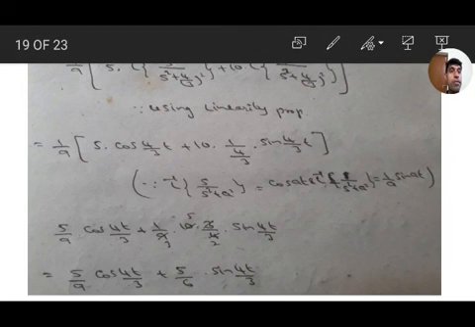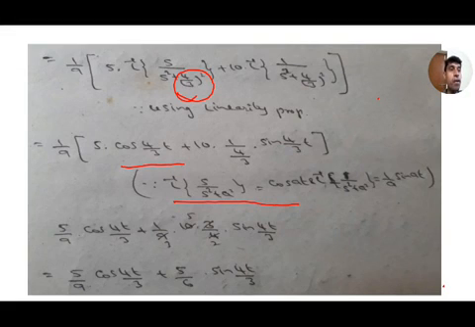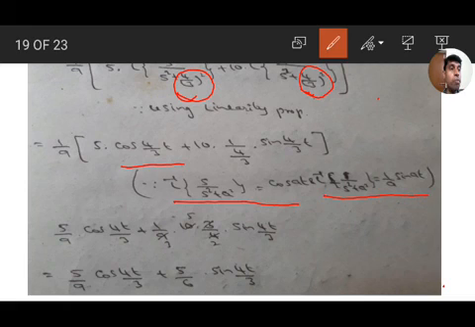that is L inverse of s by s square plus a square, the formula is cos at, a equal to 4 by 3, therefore cos 4 by 3 t. Next, L inverse of 1 by s square plus a square, the formula is 1 by a sin at, a equal to 4 by 3, therefore 1 by (4 by 3) into sin of 4 by 3 t. Simplification: if we multiply with 1 by 9, 5 by 9 into cos 4t by 3.